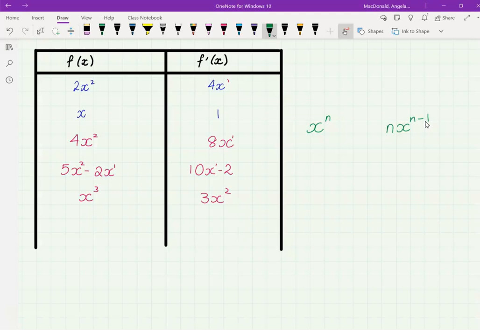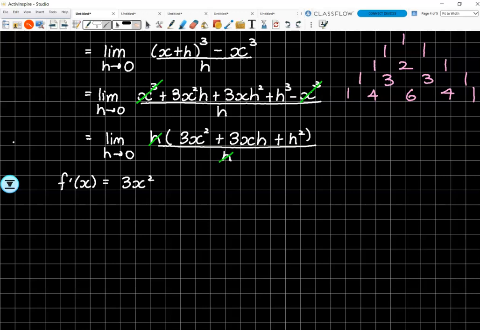Someone was just about to say, Miss, how come we do all of this when we've got the shortcut? It's so we appreciate the shortcut. We can prove the shortcut. We're about to do a whole lot of stuff with the derivative. We're going to find the equation of the tangent using the slope. We're going to find the max and min. We're going to find motion, velocity, acceleration. But we will never do it using all of this.